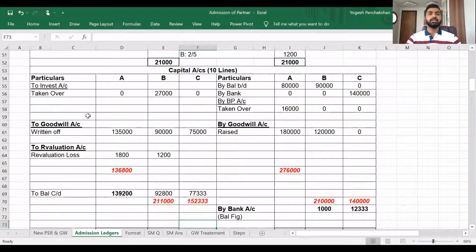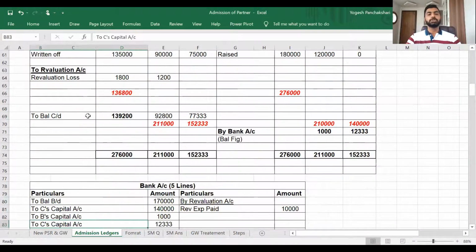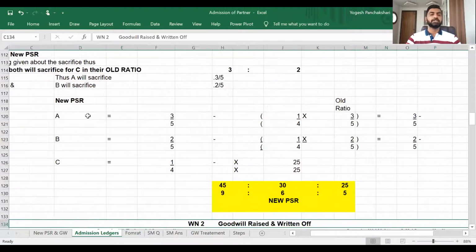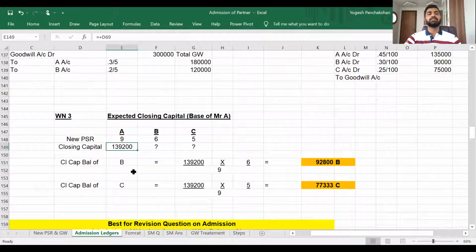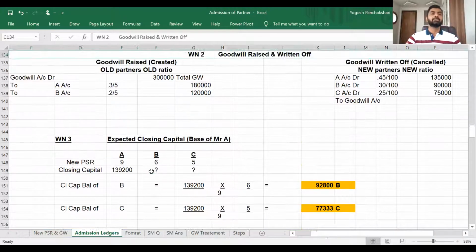Then make the capital adjustment if any. It is given that A's capital will be the base. So I found the balance of A's capital and that comes to 1,39,200. Now A requested B and C that you should keep your balances in the new profit sharing ratio based on my balance. So here is the working note. A's closing balance is 1,39,200. Their new ratio is 9:6:5. So if for 9 it is 139,200, for 6 how much and for 5 how much? Cross multiplication will give you the balance. So this is the expected closing balance of B and C based on A's balance.